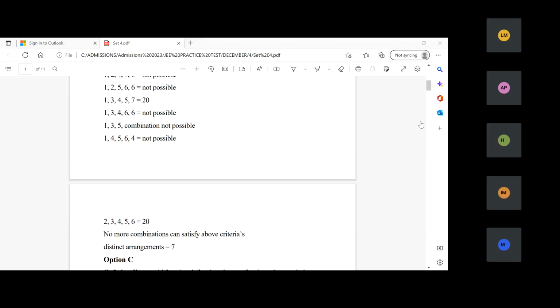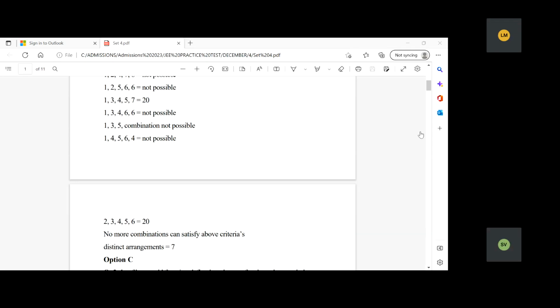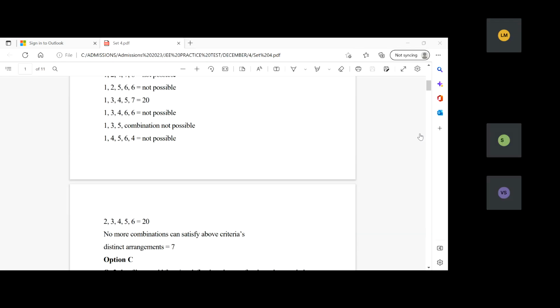So I hope this is clear. I'm just looking into the chat box. So if there is anything, you can just type that in the chat box. I hope this question is clear. It's a very simple question. Just need to understand what the arrangements are, how it happened, what the criteria are that need to be satisfied, how I have to change the criteria. This is the only thing that you should consider.